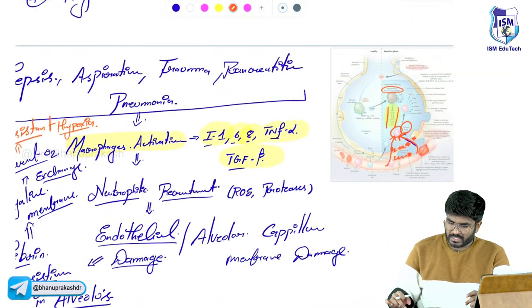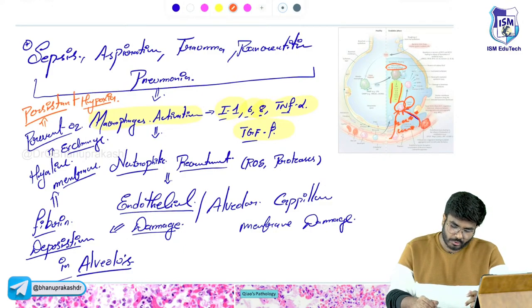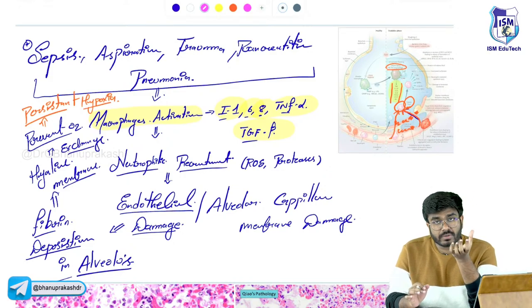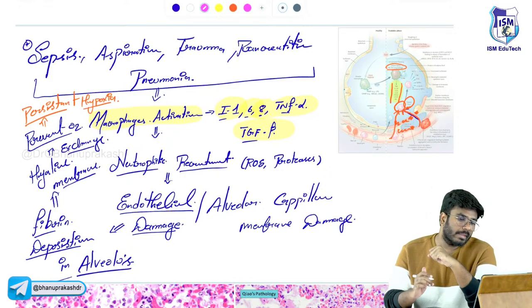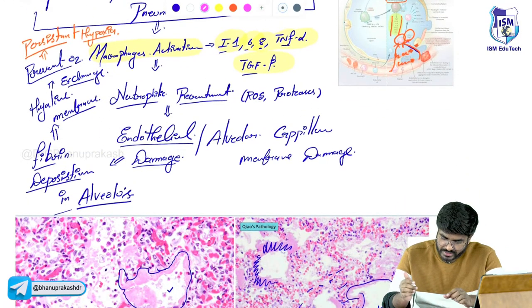So what else are the important points? In acute respiratory distress syndrome, even the alveoli will become collapsed. Why? If you ask me why, the fluid is coming into the lung, right?